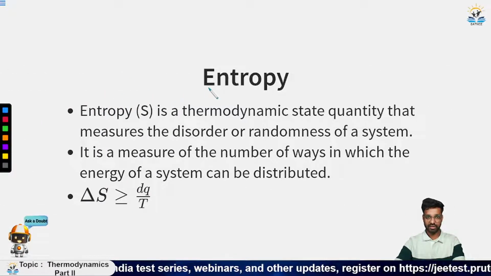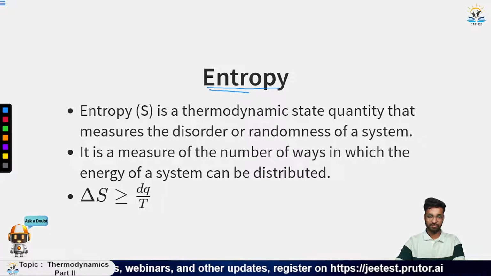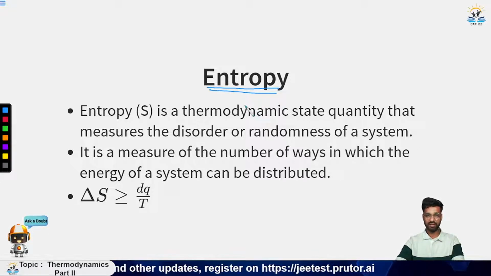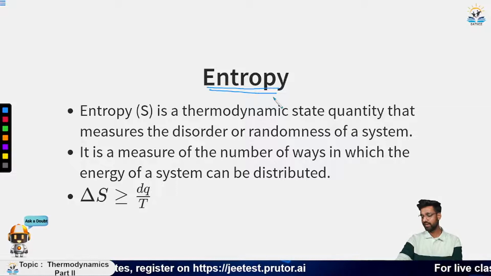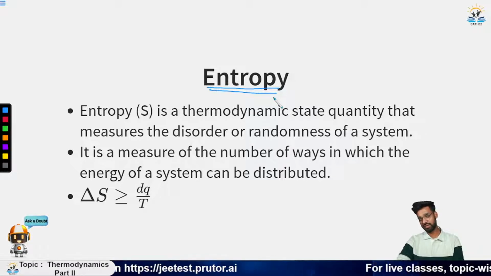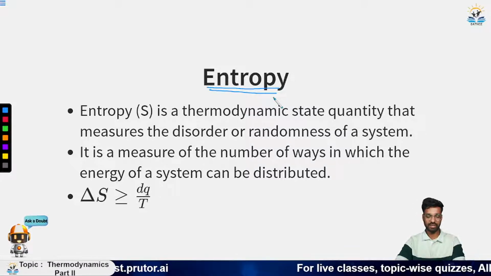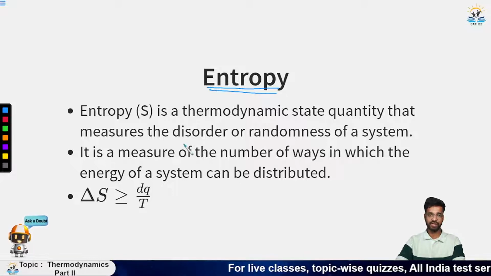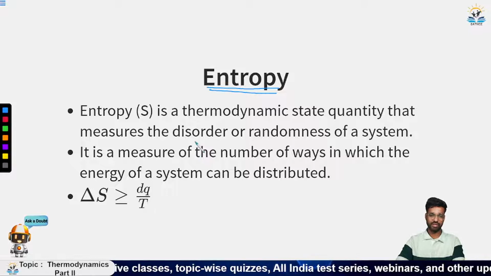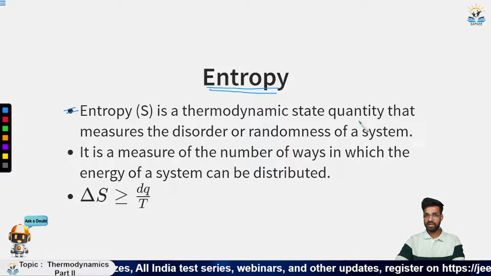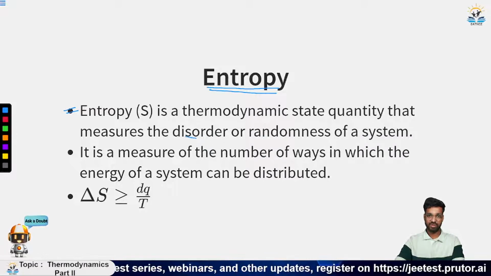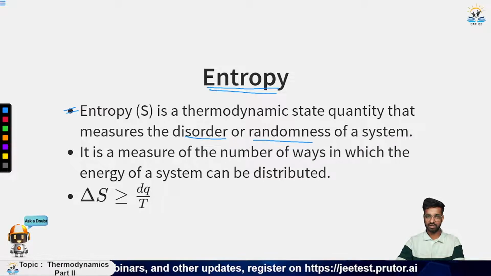Now we'll talk more about entropy. First, we have seen that when the total entropy of the universe is increasing or remaining constant, then that process will be spontaneous. Now what is this entropy thing? We have introduced it. The simple meaning is that it is the quantity that measures the disorderness or randomness of a system, so how much a system is disordered or random.